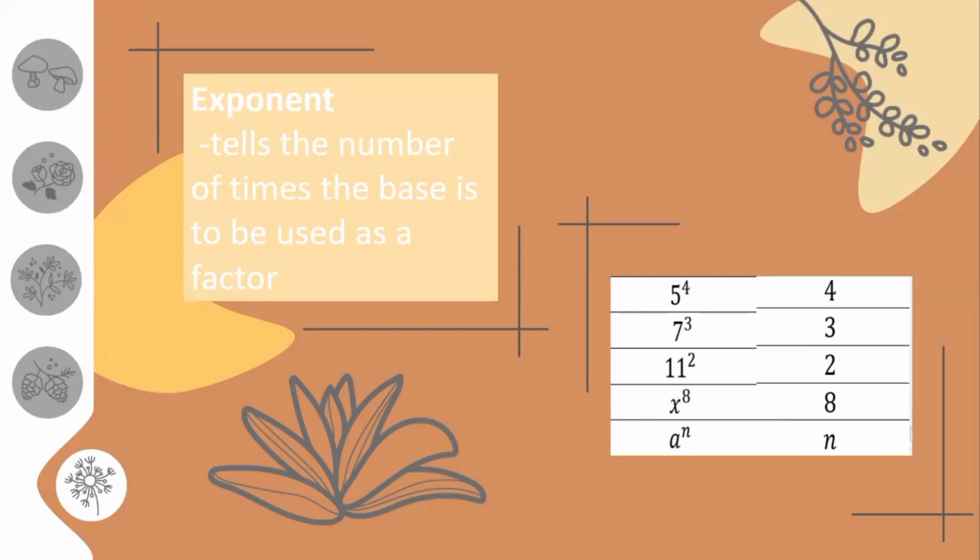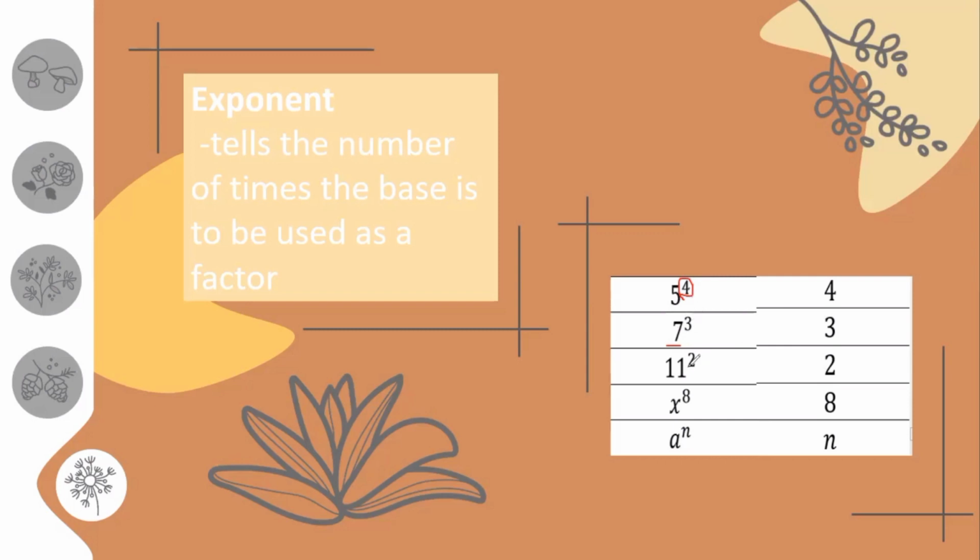Tulad ng sinabi ko kanina, dito sa first example natin, ang ibig sabihin nito is 5 times 5 times 5 times 5. So, ilang beses nating na-multiply yung 5 sa kanyang sarili? Okay, very good. It's 4. So, ang exponent natin ay 4. Yun yung number na nasa itaas. Dito sa pangalawa, in our second example, ang ibig sabihin nito ay 7 times 7 times 7. Ibig sabihin, 3 beses nating i-multiply yung 7 sa kanyang sarili. Hindi po siya 7 times 3.